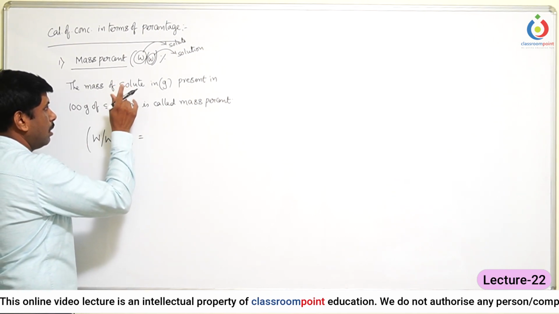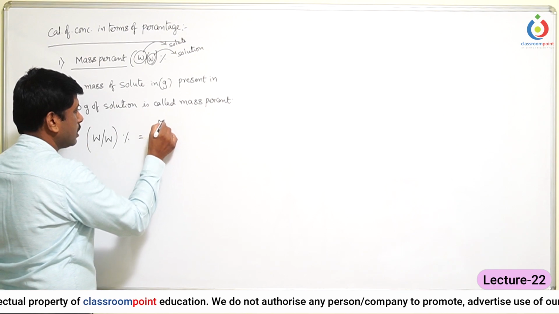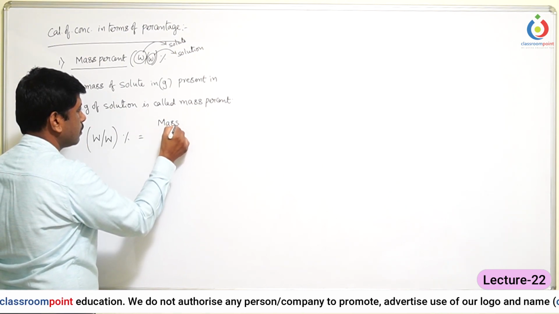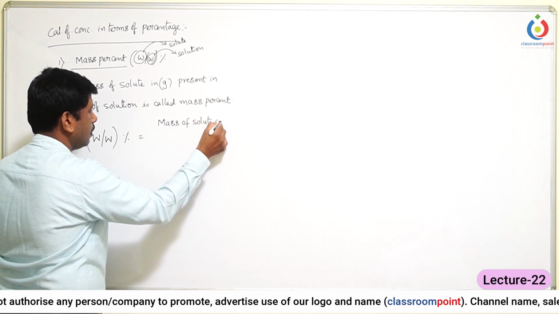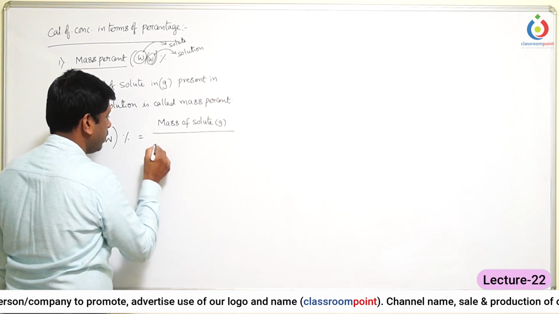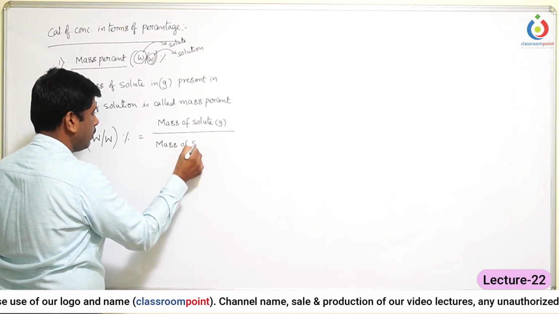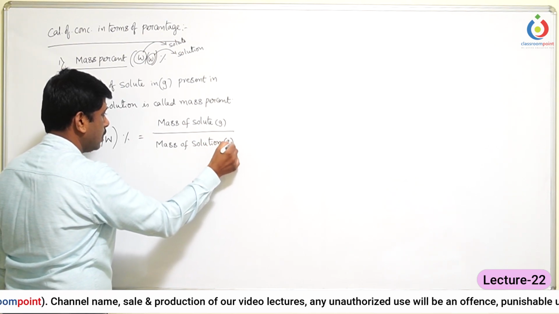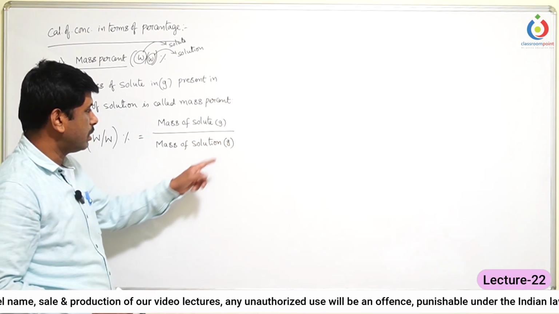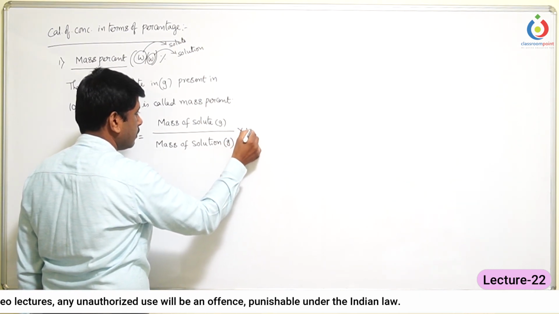So let us transform this definition into the formula. Mass of solute in grams divided by mass of solution. This mass of solution also has to be taken in grams, because both must be in the same units, into 100.